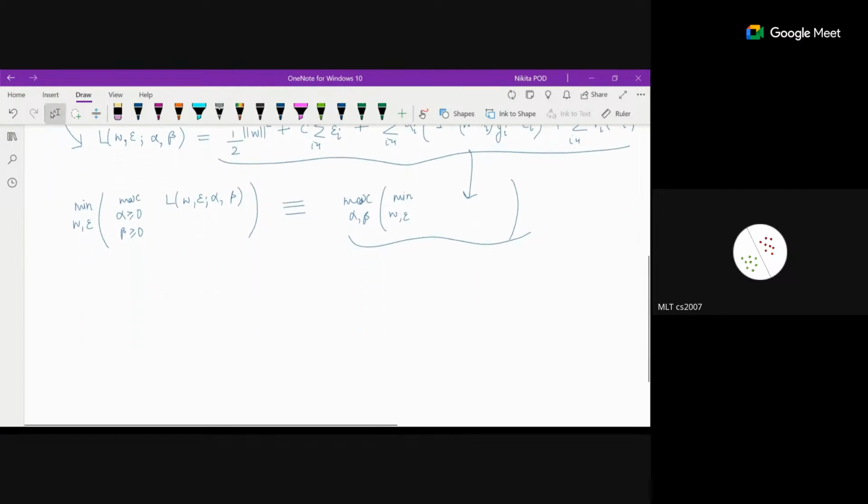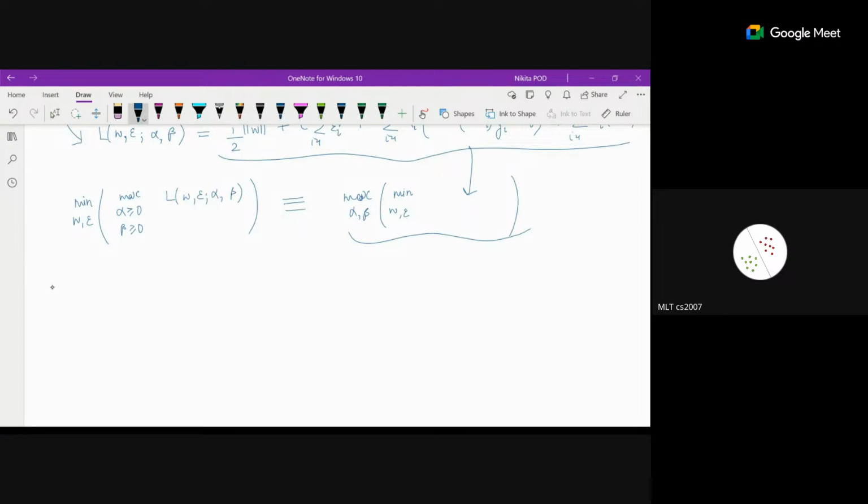So what is my problem now? The dual problem now becomes max over alpha, beta of min over W, epsilon of half of norm of W square plus C times sum of epsilon i, where i is varying from 1 to n, plus sum over i from 1 to n of alpha i times 1 minus W transpose xi yi minus epsilon i, plus sum over i from 1 to n of beta i times minus epsilon i. Now this is my problem.